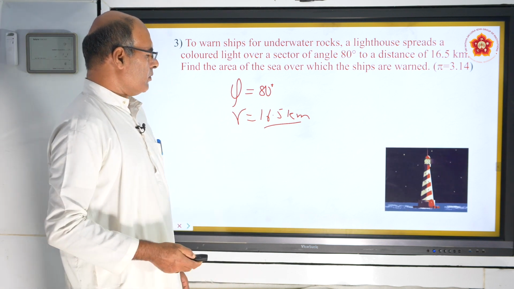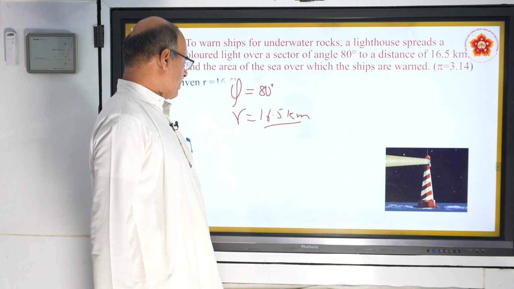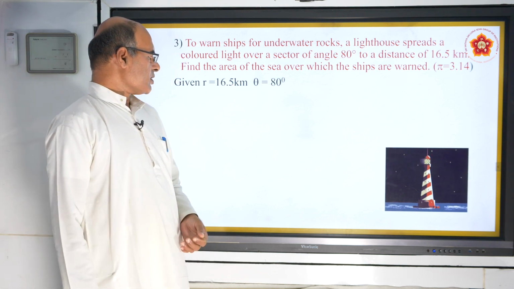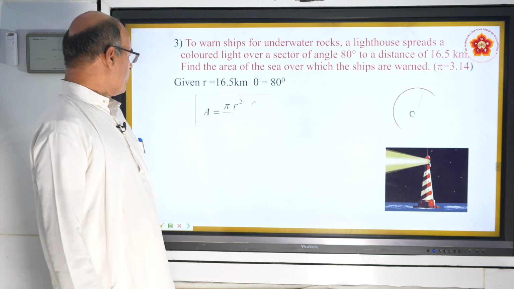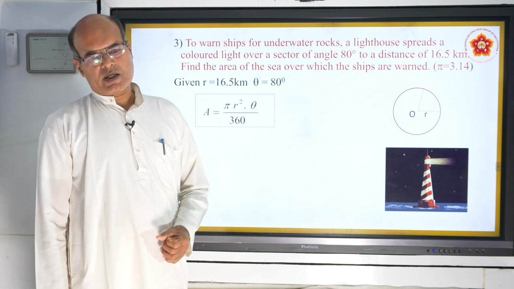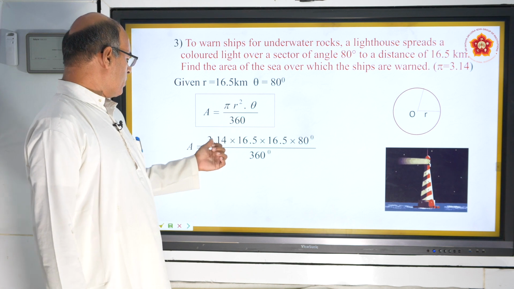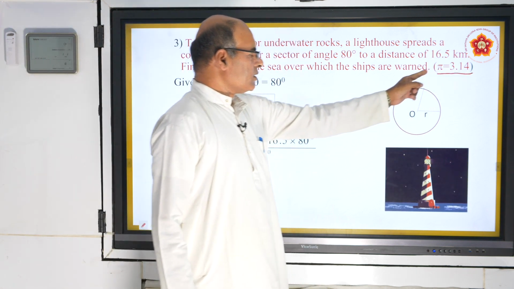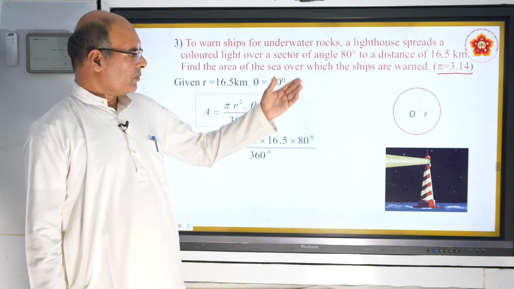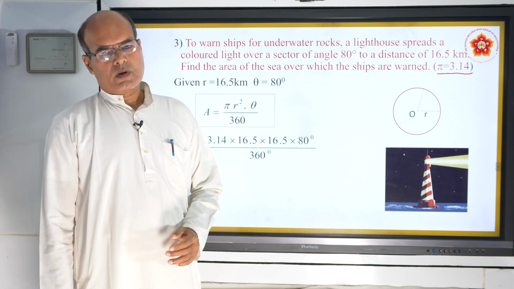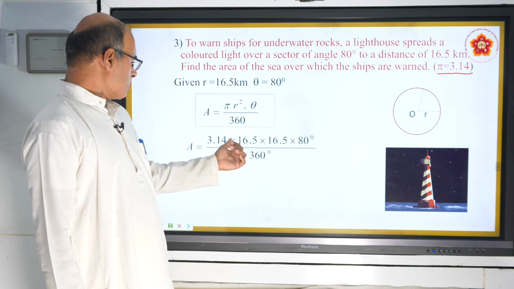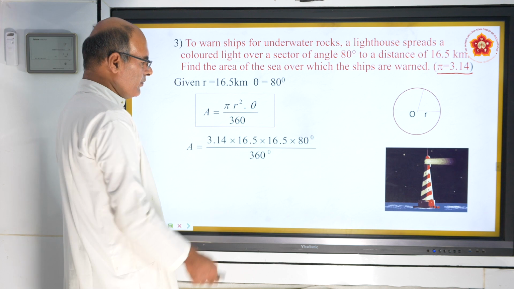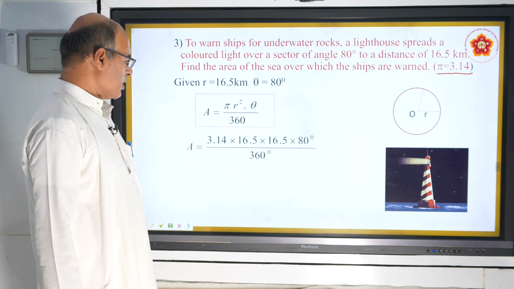So we can find the area using the sector formula. The radius is 16.5 kilometer and theta is 80 degrees. The formula is pi r square theta divided by 360. Substitute the values. Pi is given as 3.14. So pi r square is 16.5 into 16.5 into 80 divided by 360.